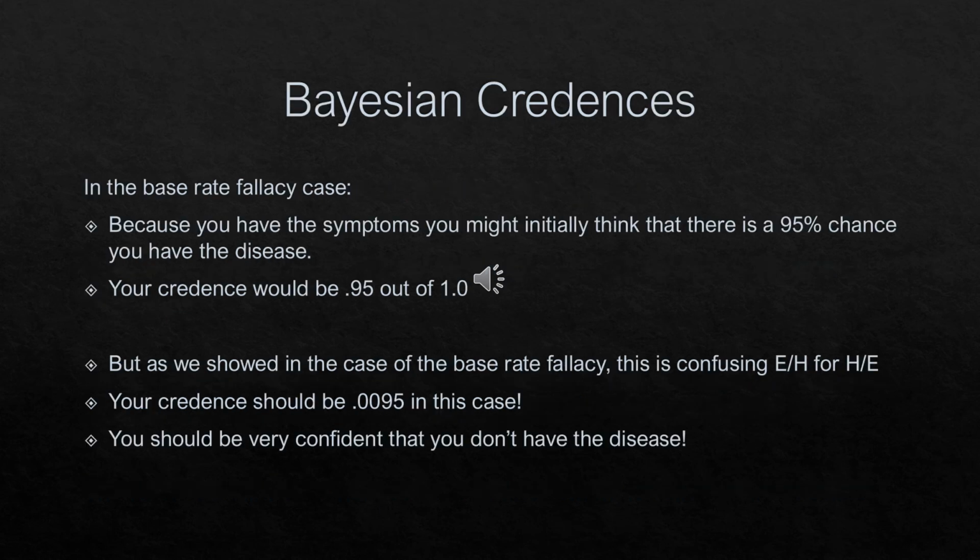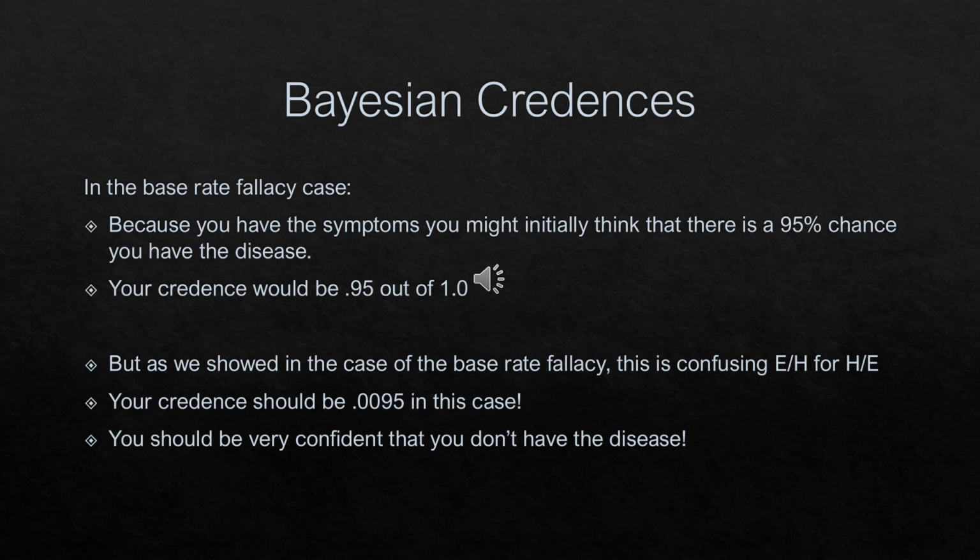Now, in the base rate fallacy case, because you have the symptoms, you initially think that there's like a 95% chance that you have the disease, right? In that case, if that was true, then your credence would be 0.95, right? We just talk about it in terms of decimals instead of percentages usually, but it's the same kind of thing, right? 0.95 out of 1. That's what you would be thinking if you thought, oh my gosh, the symptoms nearly guarantee that I have the disease. But that's wrong.